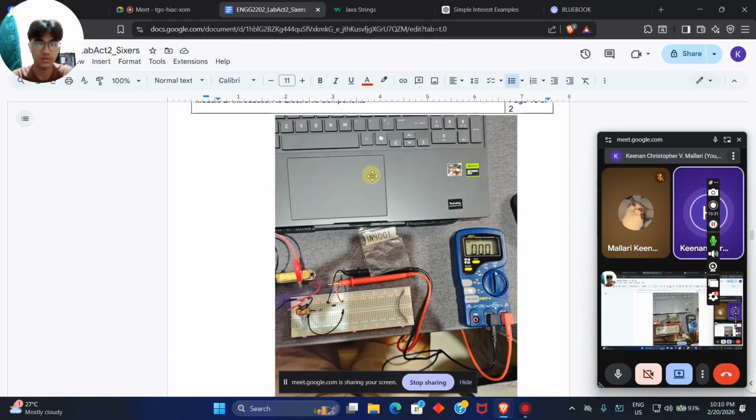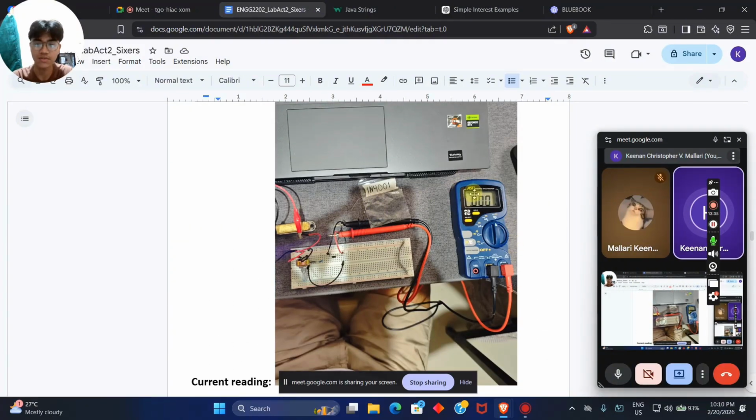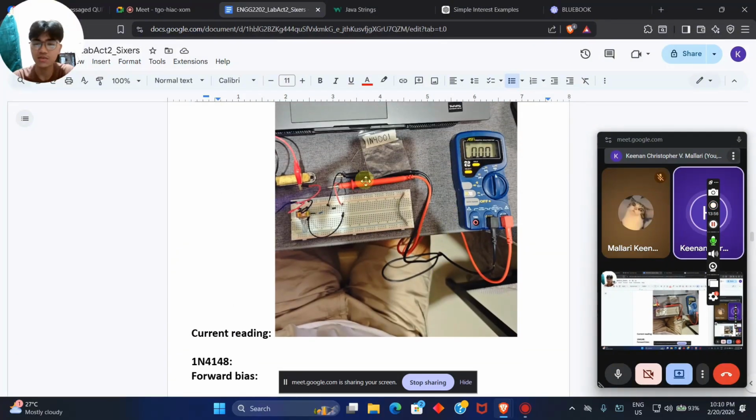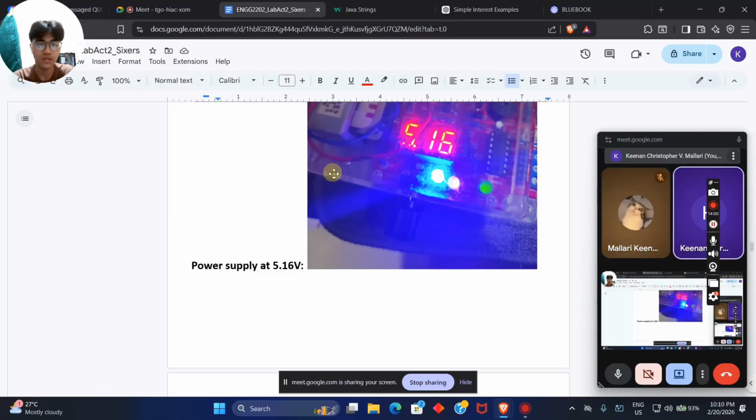And again, for the current reading, it showed 0.00 amps. As I've said earlier, all of our readings, when it comes to the ampere, showed 0.000 amps. So I will not be repeating anymore, since in this video I've already implied many times that it is constantly 0.000 amperes. Okay.